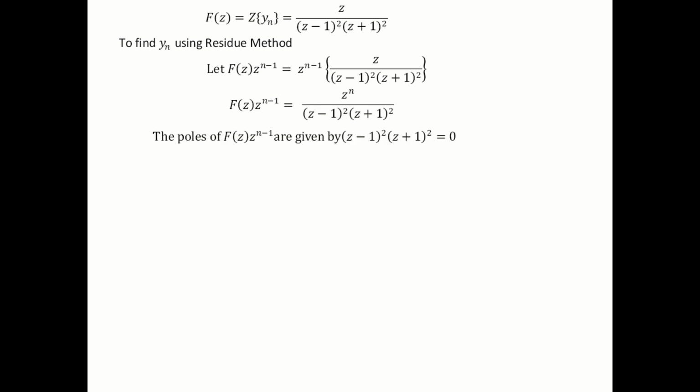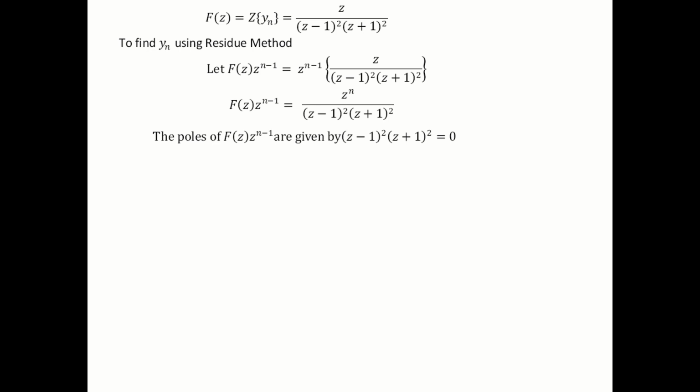So multiply both sides by z^(n-1). F(z) z^(n-1) = z^(n-1) · z/((z-1)²(z+1)²). Grouping z^(n-1) into z, you will get z^n, because the -1 and +1 get cancelled. So in the numerator you will get z^n over (z-1)²(z+1)².